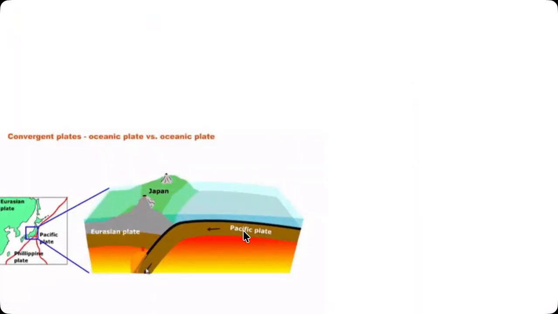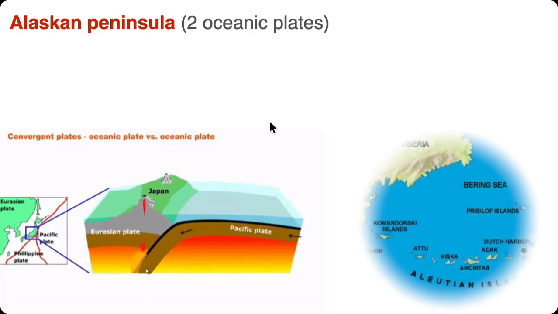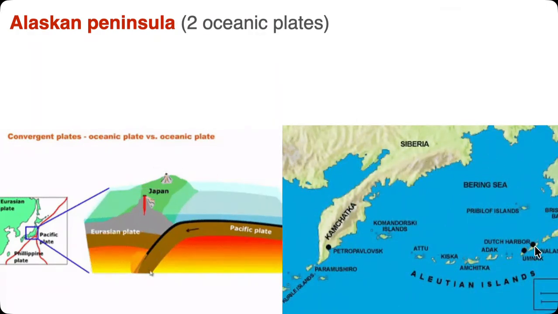Another good example of that, though, the Alaskan Peninsula. So these little volcanic islands here off the coast of Alaska and Russia, those are caused by two oceanic plates that collided with each other. Remember, oceanic plates are denser, right? They're more dense. So continental plates are a lot lighter. Oceanic plates are a lot denser.